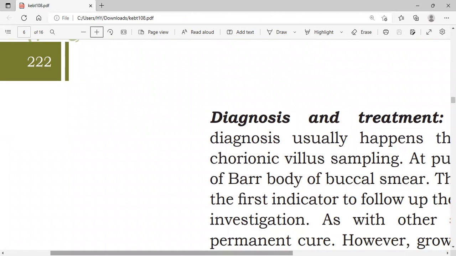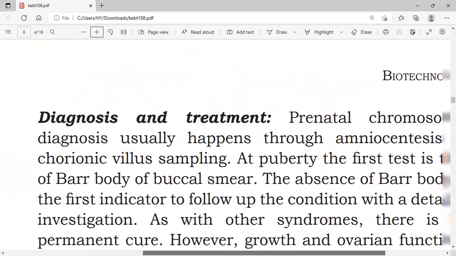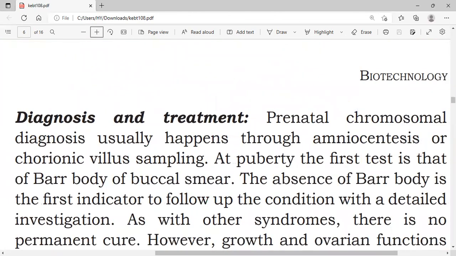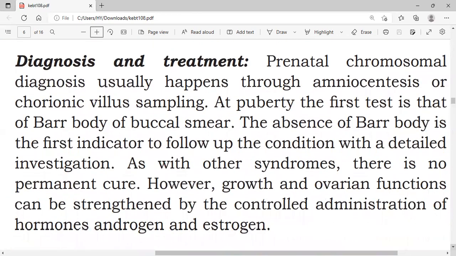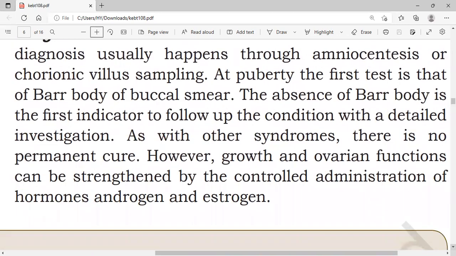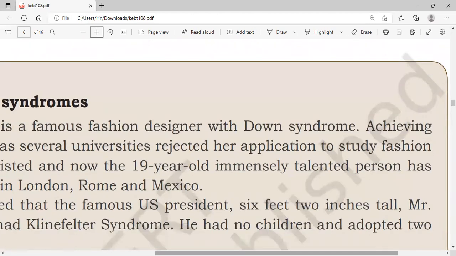Diagnosis and treatment. Diagnosis usually happens through amniocentesis or chorionic villus sampling. At puberty, the first test is the Barr body test of a buccal smear. The absence of a Barr body is the first indicator to follow up the condition with a detailed investigation. As with other syndromes, there is no permanent cure. However, growth and ovarian functions can be strengthened by the controlled administration of hormones such as androgen, testosterone, and estrogen.